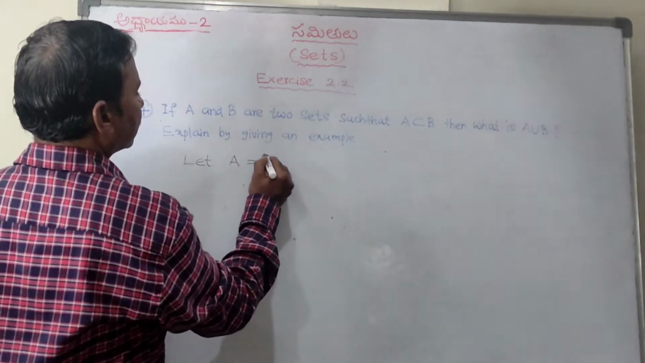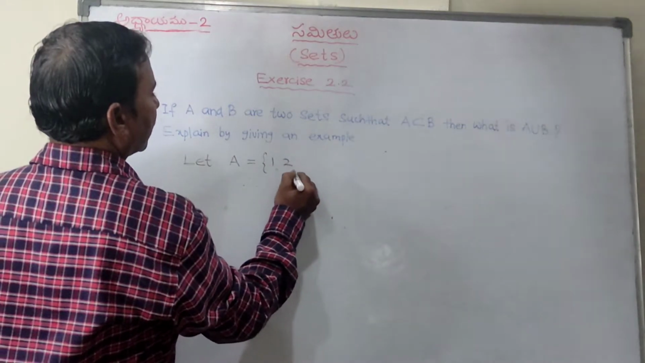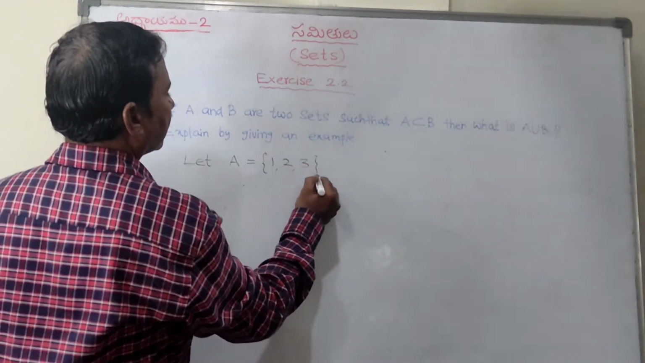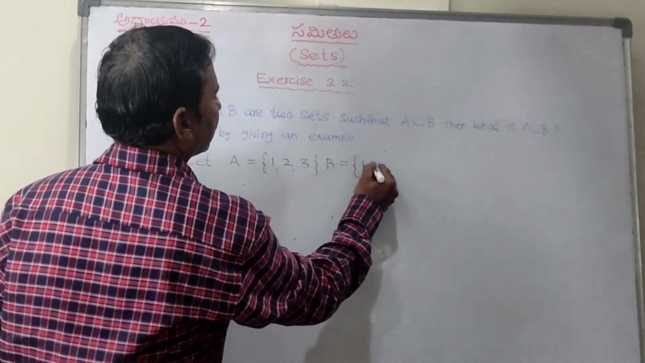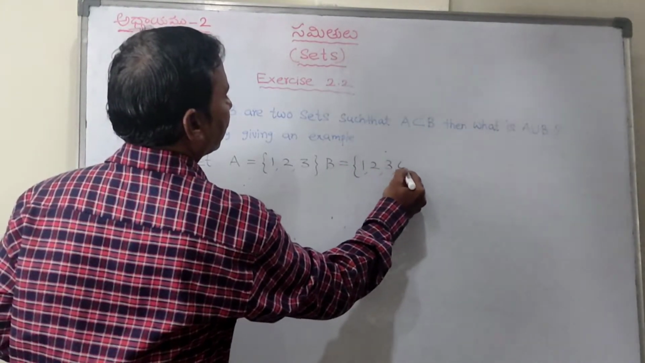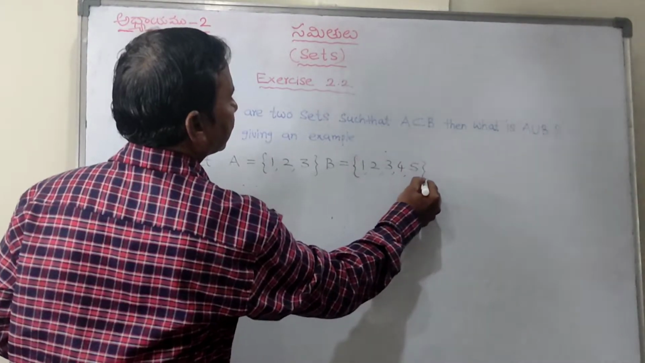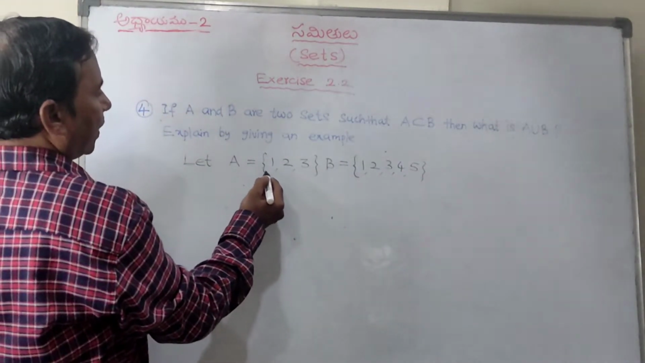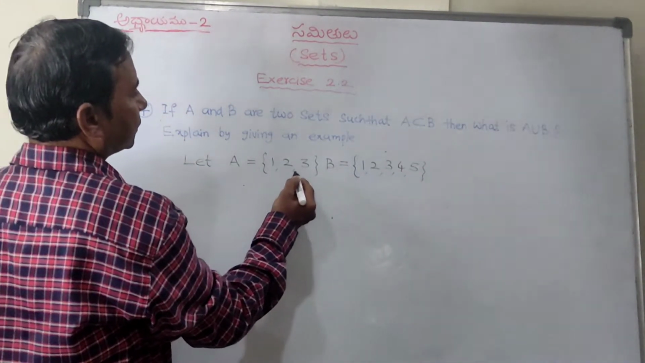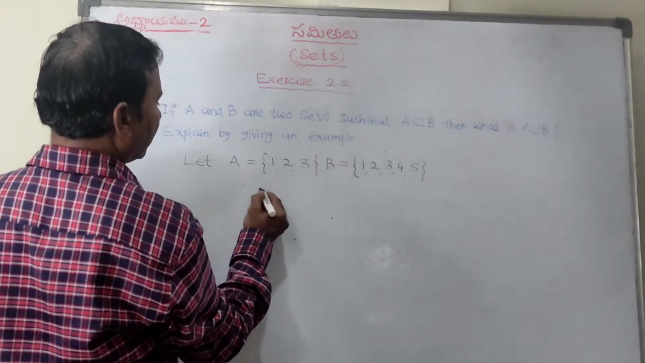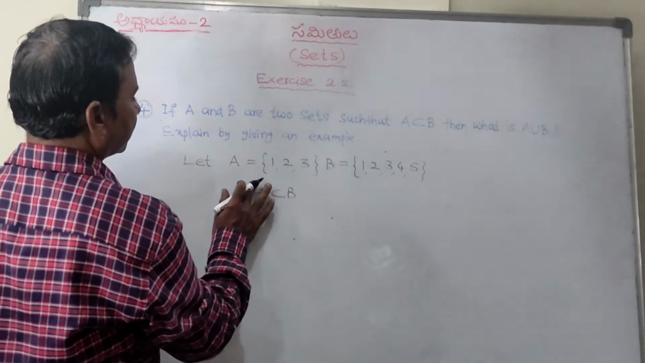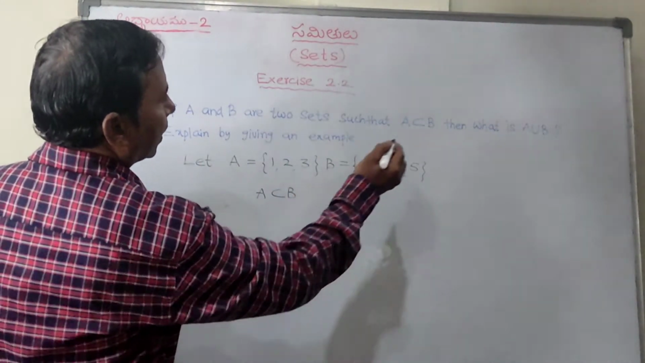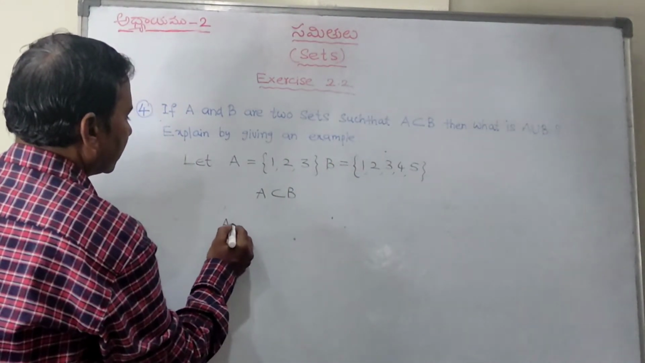A equals to 1, 2, 3 I am taking here, and B equals to 1, 2, 3, 4, 5. If you observe, every element of set A is there in set B, so we will write A is subset to B. A is subset to B. And now the question is asking, what is A union B?